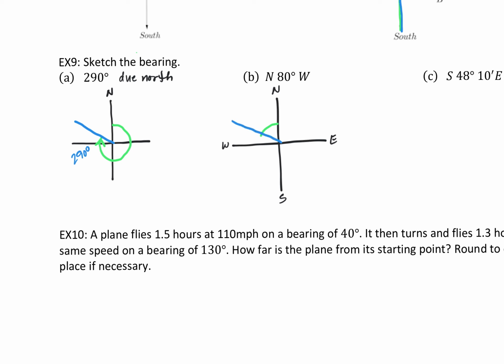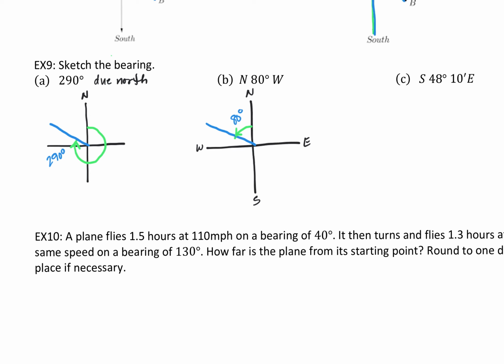It's actually the same as in part A. It's just described a different way. So in this case, we're going in a counterclockwise direction. So if you're doing part A, if you're doing due north, you're always measuring your angle clockwise. However, if you're using the north-south line, you could be going clockwise or counterclockwise because you're trying to go to the smallest angle. So this angle here is 80 degrees, and that is a diagram of a bearing north 80 degrees to the west.